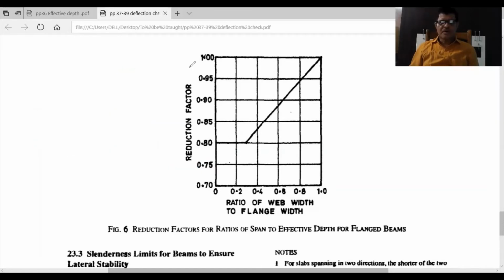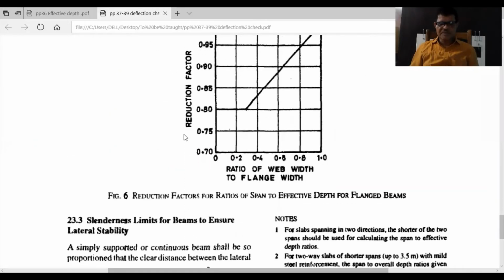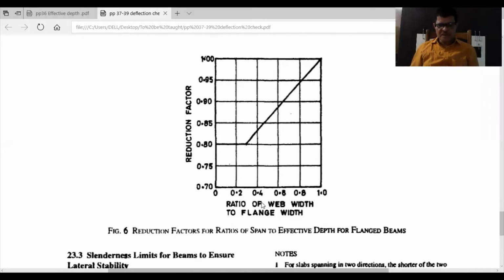Now you see what is given here. What is this figure 6? This is giving the web width to the flange width. So calculate BW by BF, and if this ratio is less than 0.3, then this value will be a constant 0.8, and then if it is more than 0.3 and goes up to 1, then the value goes on increasing up to 1. So the maximum value is 1. So it is a reduction factor. That reduction factor is to be applied depending on this BW by BF ratio.